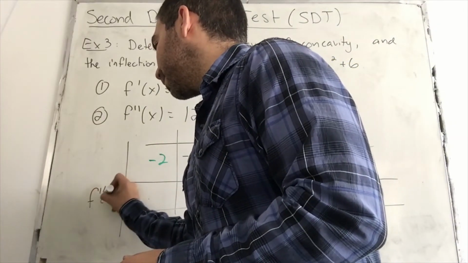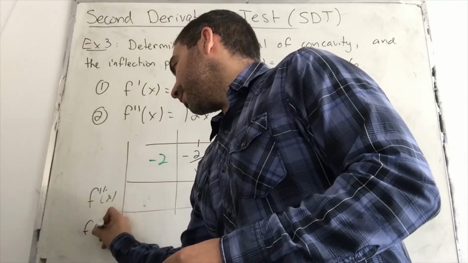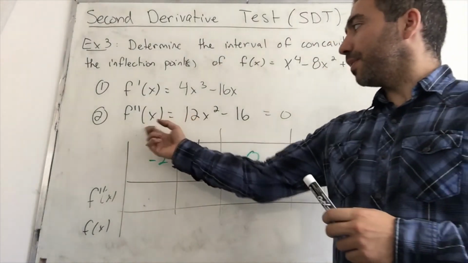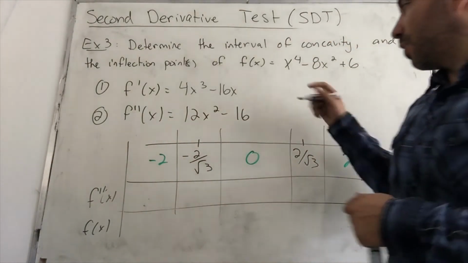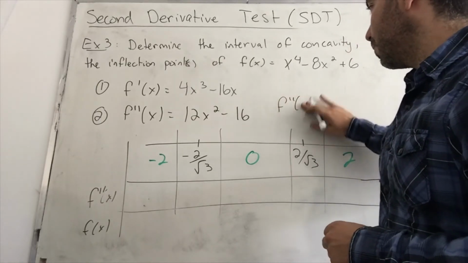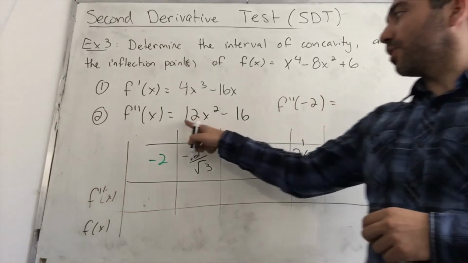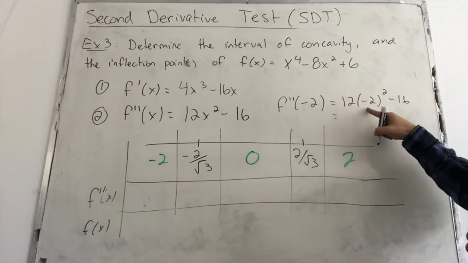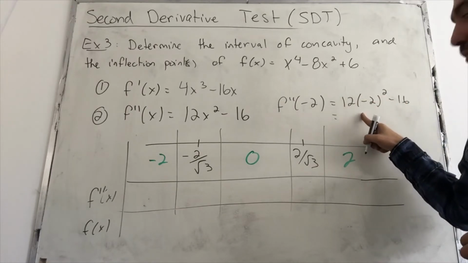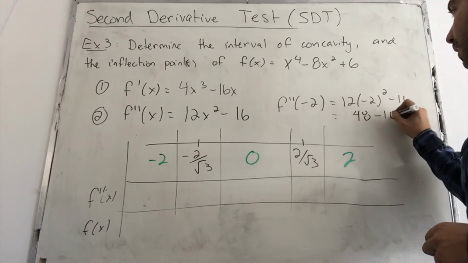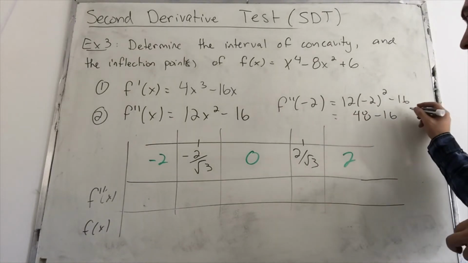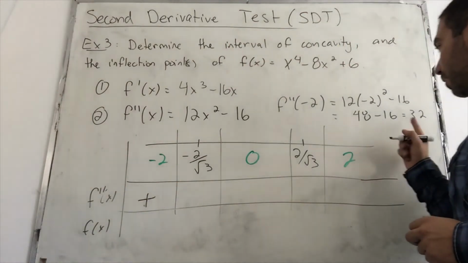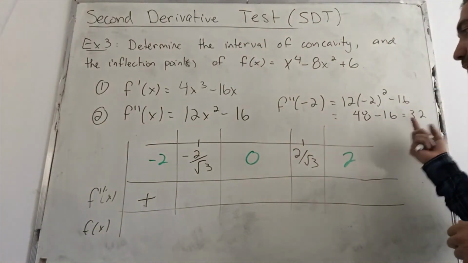So if we have the second derivative and the original function, when we plug negative 2 into the second derivative, we get f double prime of negative 2. That gives us 12 times negative 2 squared minus 16. Negative 2 squared is 4, so 4 times 12 is 48, minus 16. And we get positive 32. The fact that it's 32, we don't really care. We care about the fact that it's positive. So this value is positive, we're done.